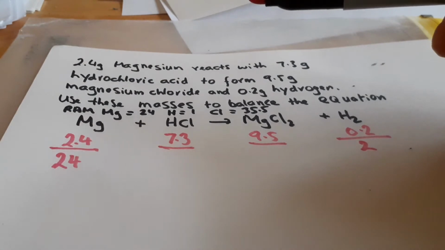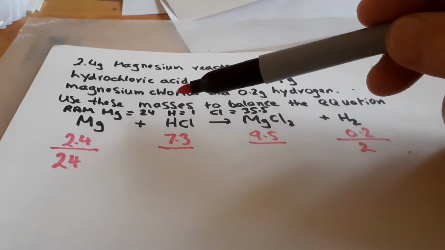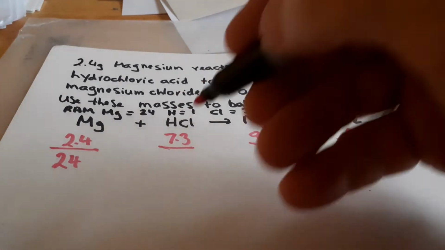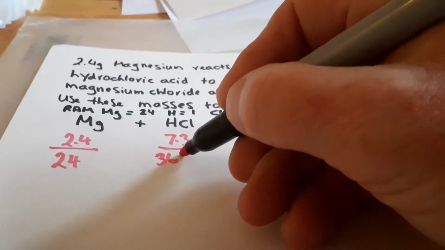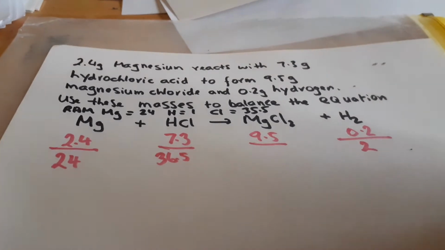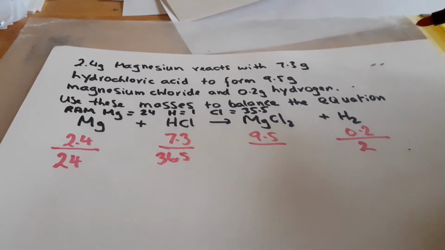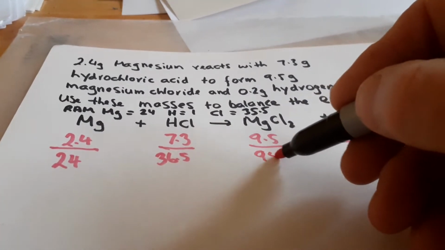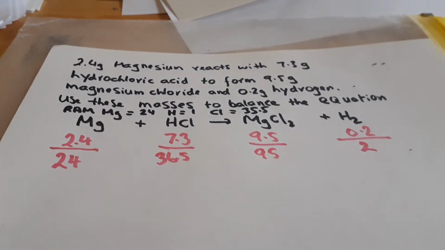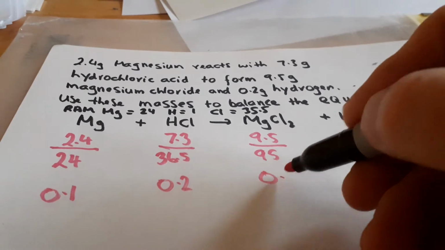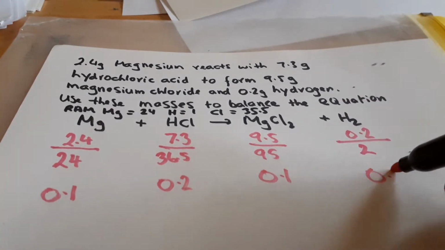So 1 mole of hydrochloric acid is hydrogen, which is 1, plus chlorine, 35.5, which comes out as 36.5. Magnesium chloride: magnesium is 24, and 2 chlorines, 2 chlorines will come out as 71, plus 24 will come out as 95. Now, working these out, we've got 0.1. This will come out as 0.2. This will come out as 0.1. And this will come out as 0.1.